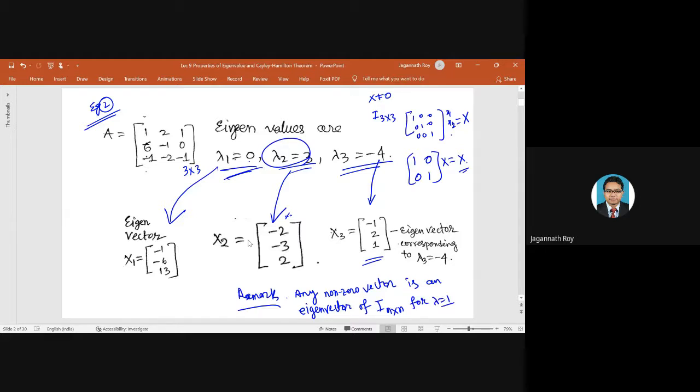Because we have seen Ax equals lambda x. But if we replace this A matrix with the identity matrix, then we see Ix equals always x. So here 1 times x you can write, so lambda equals 1. So any non-zero vector can be treated as an eigenvector of this identity matrix.